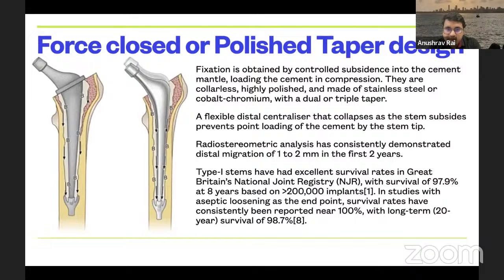This fixation is obtained by controlled subsidence in the mantle. And there is a flexible distal centralizer that collapses as the stem subsides and prevents point loading of the cement by the stem tip. So all in all, the point of this design is you don't get a stable fixation on the table itself. You put a polished taper design, and up to 6 months to 1 year, this polished taper design subsides by 1 to 2 mm, and it gets its full stability by the end of 6 months. It has a 98.7% 20-year survival rate reported in the NJR.